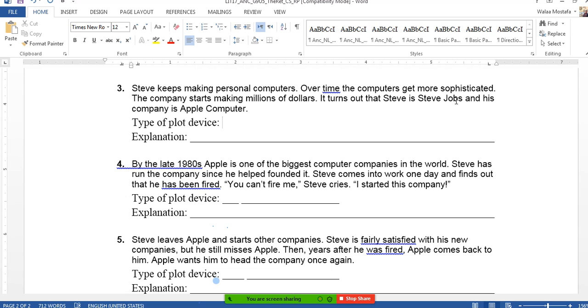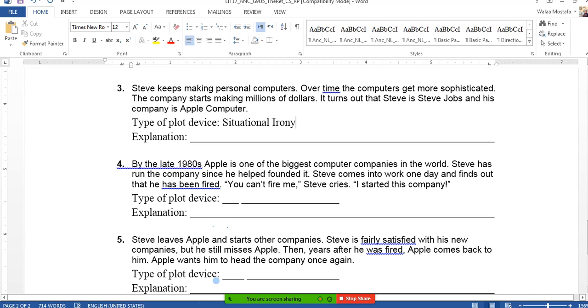Ali, what type of literary device is used here? I can say foreshadowing. You have foreshadowing and you have situational irony. Foreshadowing means that you have clues here to predict what's going to happen. Okay. Is anyone has another answer?